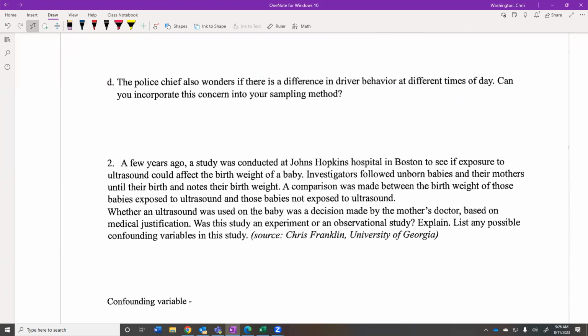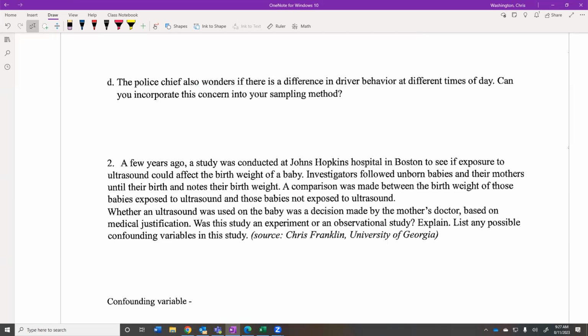All right, part D, the police chief also wonders if there's a difference in driving behavior at different times of the day. So now we're not just interested in the red light camera, but we're interested in school rush hour versus 10 o'clock. I don't imagine there's a whole lot of people at 10 o'clock in the morning going through the red light up there by 1828 coffee. But how many people are going through there between like 7:15 and 8:30? A lot, right? Because they're trying to get to school. So how can we incorporate this concern into your sampling method?